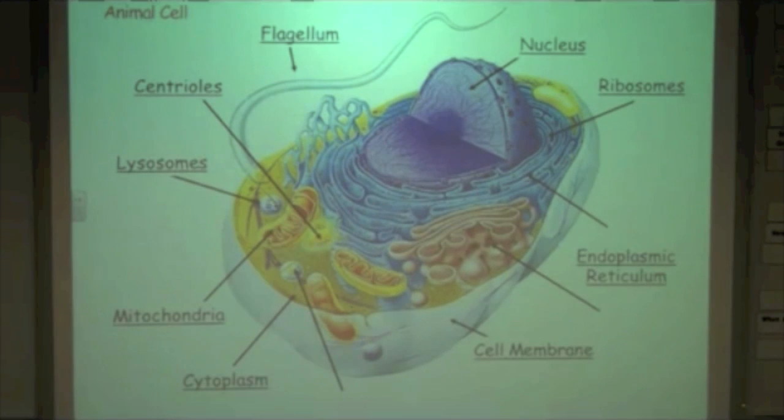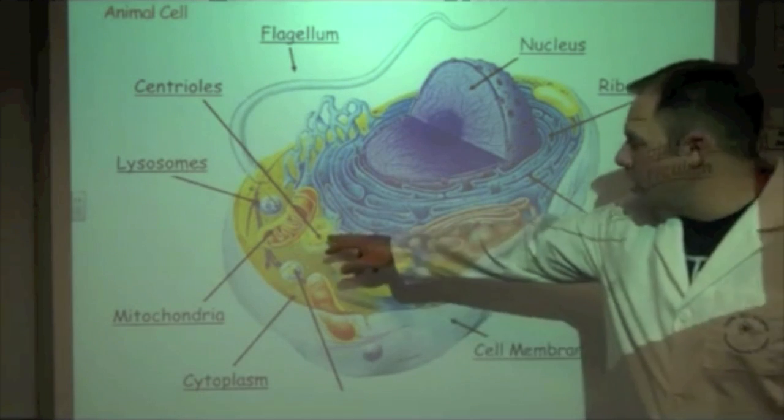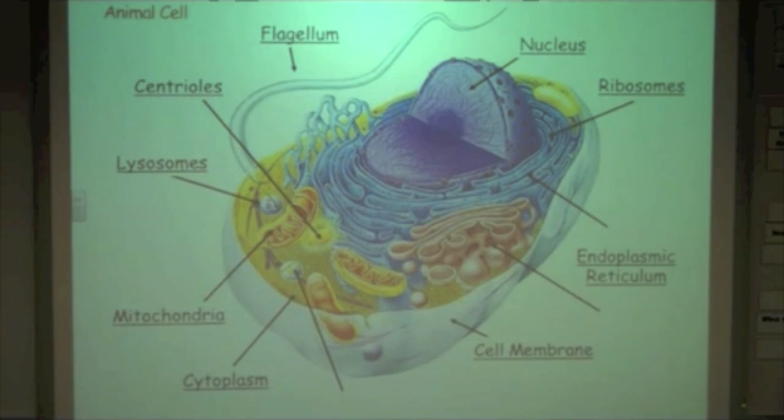Centrioles. They are these guys right here. There are the little guidance counselors of the cell. They're going to move the chromosomes as it undergoes mitosis. Mitosis, again, is the splitting of one cell to create two cells.